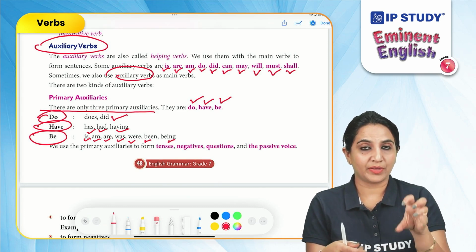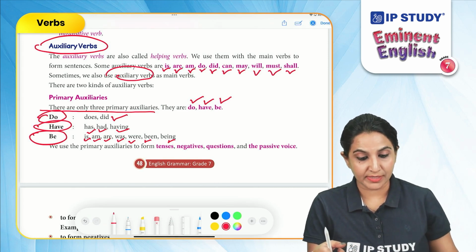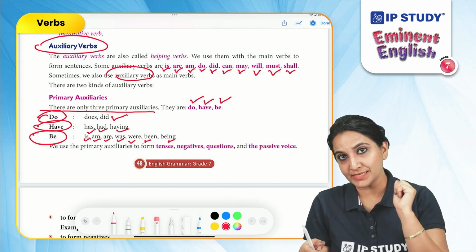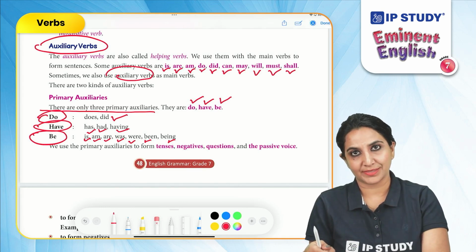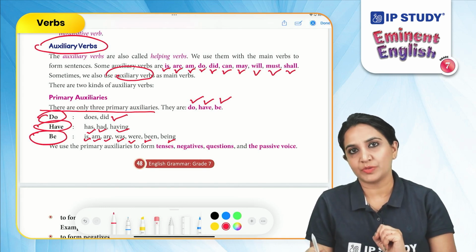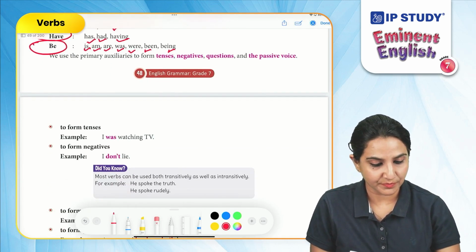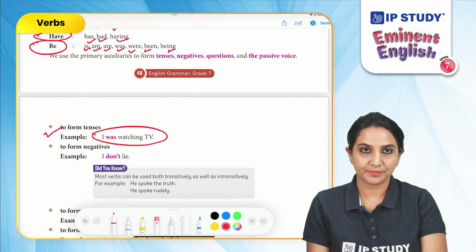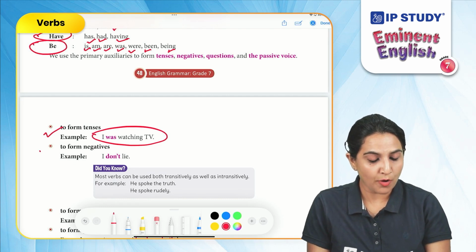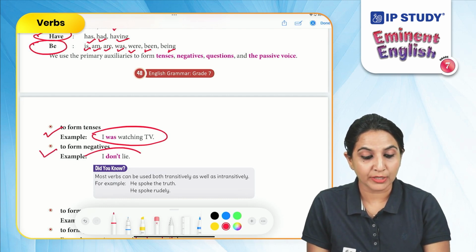Always remember that we use primary auxiliaries to form tenses, negatives, questions, and the passive voice. Let's study some examples in detail. To form tenses: I was watching TV. To form negatives: I don't lie.